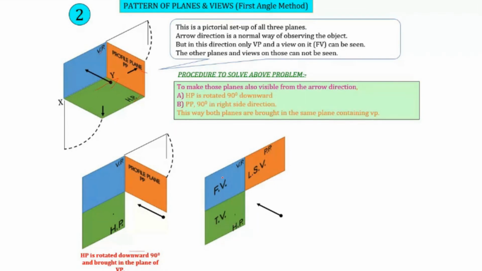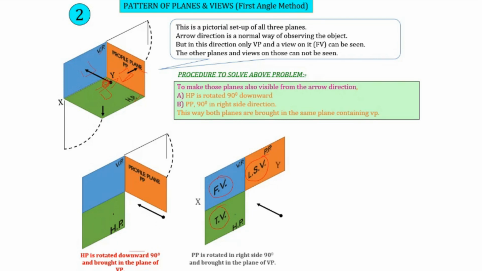And now see, the object was in the first quadrant. So this is VP, this is HP. So any object that is lying here, that is in front of VP and above HP, is in the first quadrant. And we obtain the front view here. Here is the front view, and here is the top view, and here is the left side view that we already discussed. So now the front view is here, the top view is here, and the left side view is here. It is in the same plane.